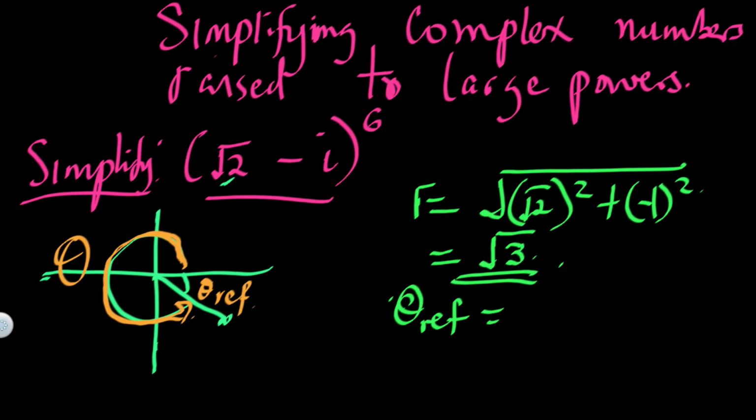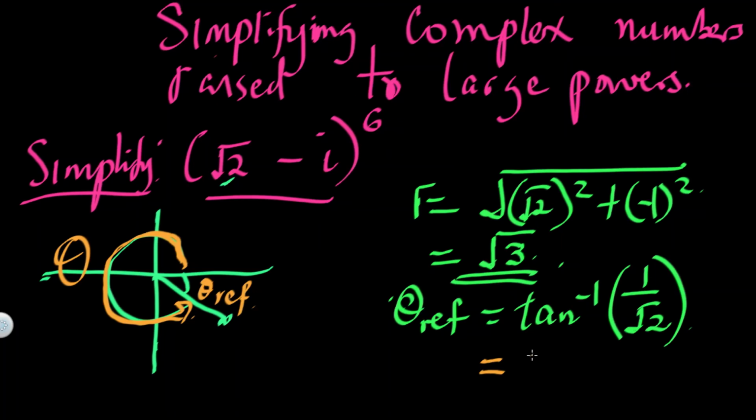The reference angle is arctan of b over a, which is 1 over root of 2. So it's like arctan of root 2 over 2 if you want. So this is the arctan of 1 divided by root of 2. Yes, we get 35.264 degrees.